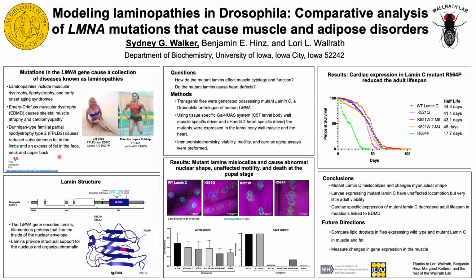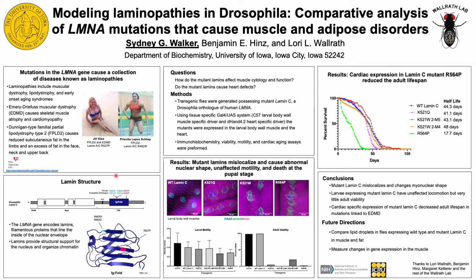And to understand this, we need to understand the structure of the protein that the LMNA gene encodes. It encodes lamins, which are filamentous proteins that line the inside of the nuclear envelope, and they provide structural support for the nucleus and organize chromatin. We'll be looking at Lamin C, which is a Drosophila ortholog, and it has a head region, a rod region, as well as a tail region. And the mutations of this poster will be located in the tail region, and more specifically in the IG fold.